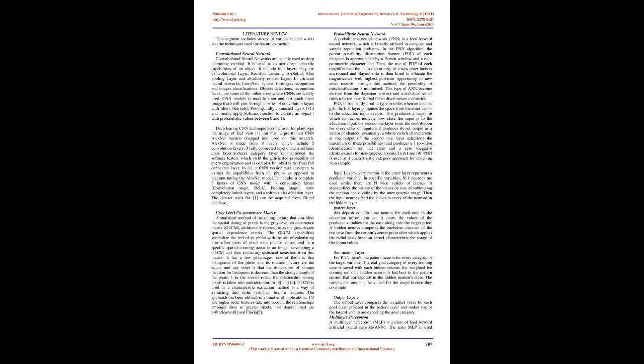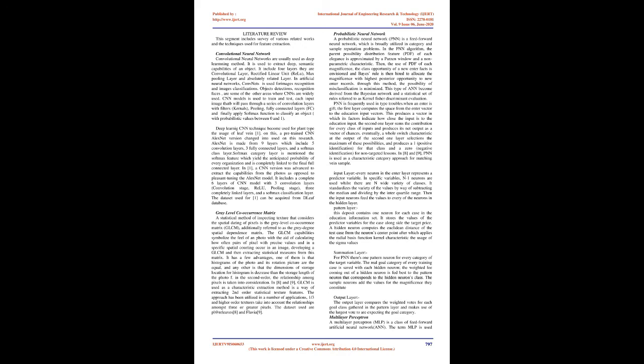Convolutional neural network. Convolutional neural networks are usually used as a deep learning method. It is used to extract deep, semantic capabilities of an object. It includes 4 layers. They are the convolutional layer, rectified linear unit, ReLU, max pooling layer, and fully connected layer.